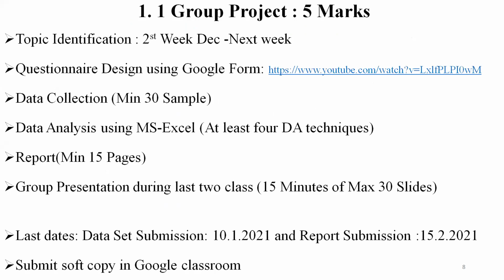How many people are there in each group? 6 people. Okay, totally how many groups? 5 groups. Okay. Roll number was almost at least 35 students. 33 students, sir. Okay. Tell me, first group, any topic you selected?